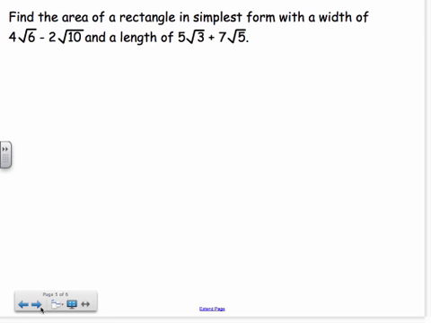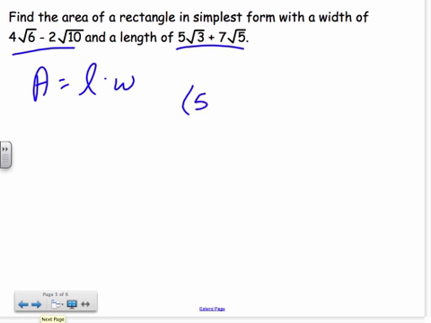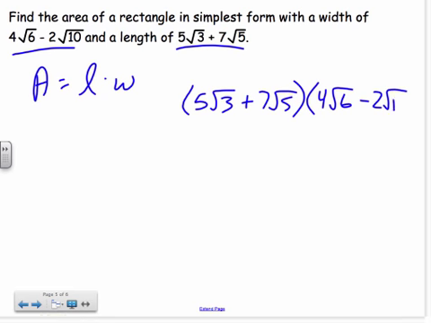And lastly, let's apply this to a little bit of geometry, talking about the area of a rectangle. Well, area of a rectangle is length times width. And here's my length, here's my width. So let's multiply those two. So 5 root 3 plus 7 root 5 times the width, 4 root 6 minus 2 root 10.